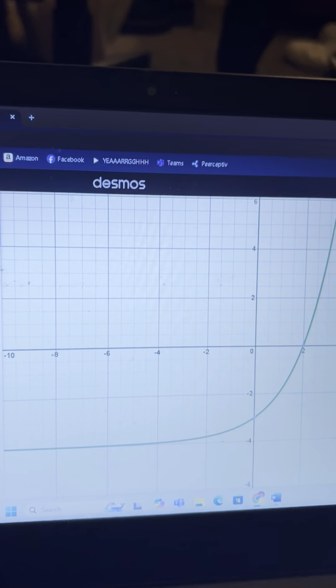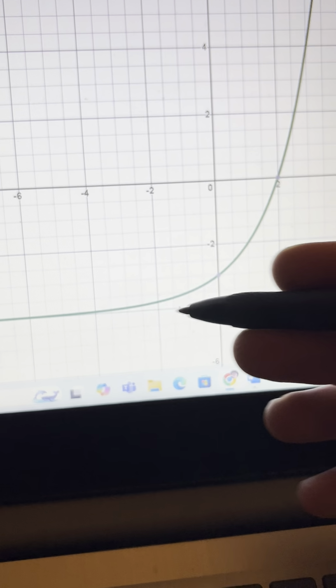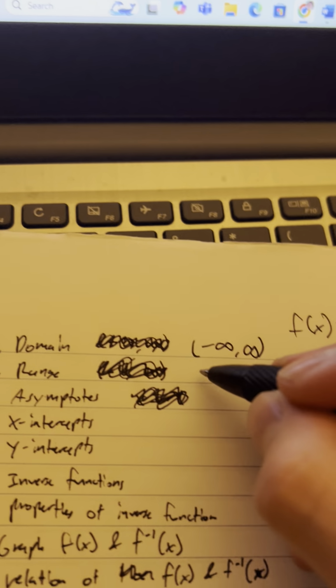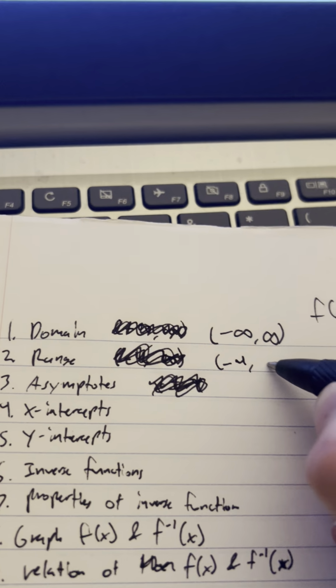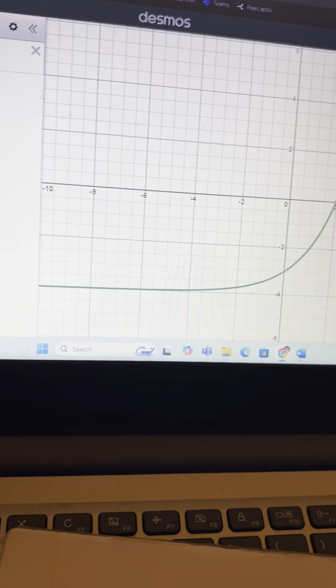Now the range goes from top to bottom. It comes from who knows where, but you can see it doesn't pass this line. It keeps going this way, but it doesn't go down farther. It doesn't go past negative 4. With these specific functions, it comes really close to negative 4 but does not cross, so it's not going to be a bracket, it's going to be a parenthesis. So it'll be negative 4 to infinity, because it's coming from the top. It's not going down, it's going up, so it'll be positive.